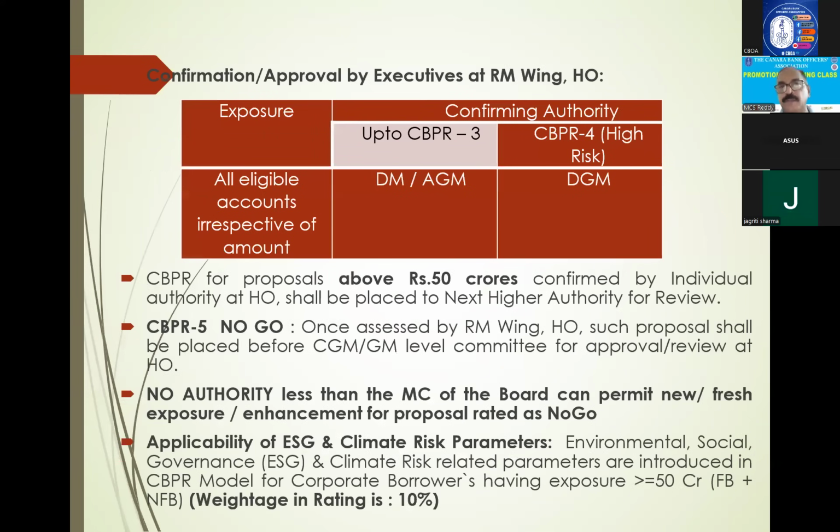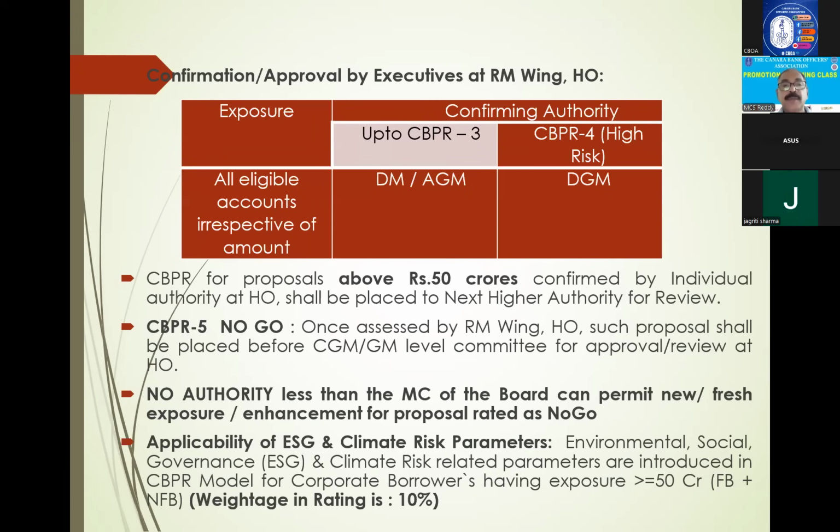Next, who will confirm this CARM rating approval by executive set, RM wing, HO. Up to CBPR 3, DM or AGM will do. CBPR 4, high risk, if it is DGM will do at RM wing HO. Approval by RM wing only.